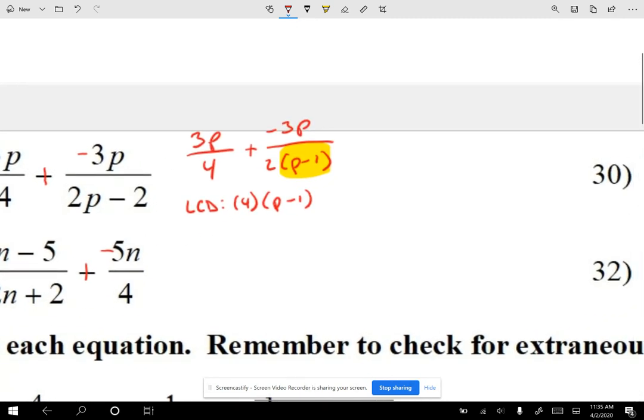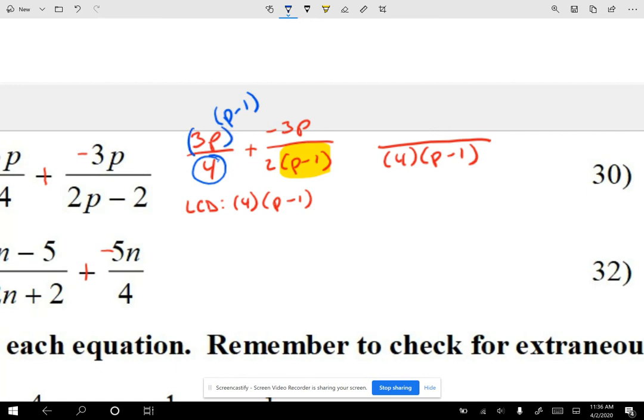Okay, so now when I combine this, it's going to be combining to just one fraction. And I'm going to have a 4 and a p minus 1 at the bottom. That's my least common denominator. So then I look at my first fraction. And I ask, how can I make my denominator look like my LCD? I already have the 4, so I don't have to worry about the first factor. But I do need a p minus 1. So multiply the top by p minus 1.